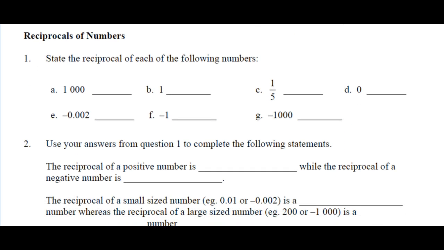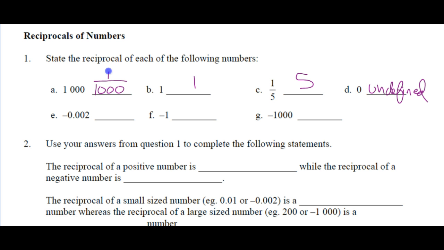Because stuff happens. So what's the reciprocal of 1,000? 1/1,000. What's the reciprocal of 1? 1. This is actually very important. As simple as it seems, it's very important. What's the reciprocal of 1/5? 5. This is also important. What's the reciprocal of 0? Undefined. That's also important. All of these apparently are important.